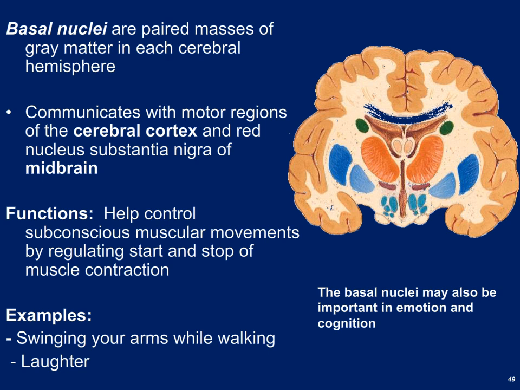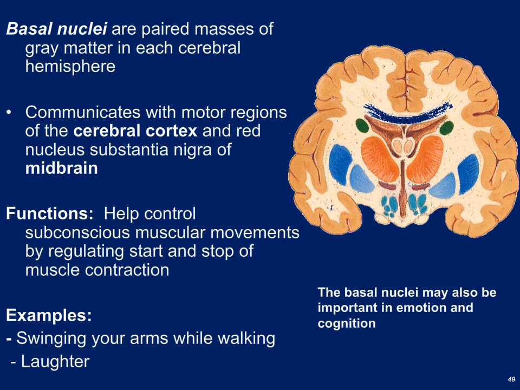And so the basal nuclei communicate with the motor regions of the cerebral cortex and also with the red nucleus and substantia nigra of the midbrain. And together with the midbrain, the basal nuclei are important in monitoring and controlling subconscious muscular movements. They help to initiate and stop motor movements very, very cleanly. So when you go to pick up a pencil and then set it back down, those movements are actually dictated by your cortex. But what the basal nuclei help us do is turn the muscles on and turn the muscles off. And we can see that when we have damage to the basal nuclei or to the midbrain, we get a sort of jittery muscle movement, as in Parkinson's disease.